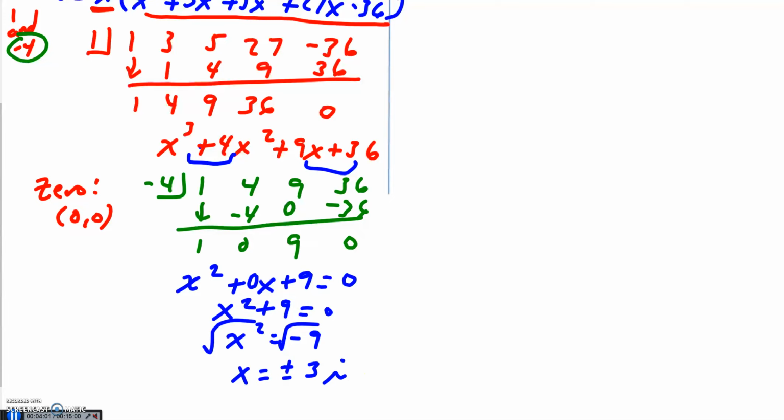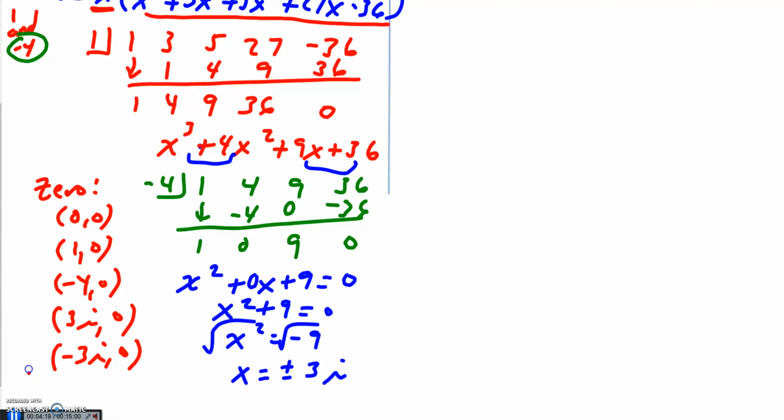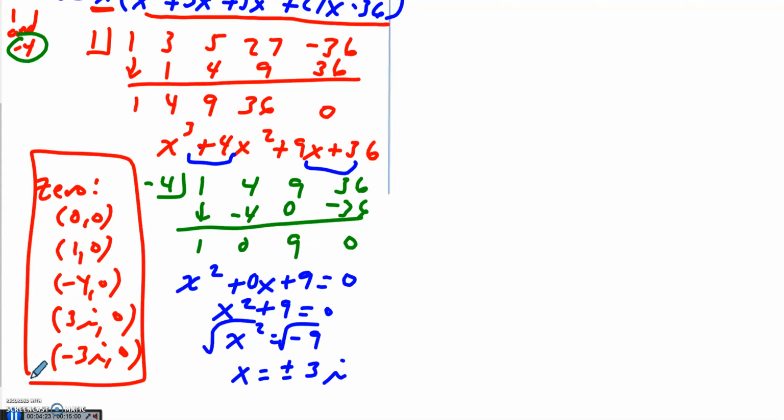So I did end up getting 5 zeros, 3 of them real, 0, 0, 1, 0, because remember this is a root, and -4, 0 is a root or a 0, but I also did get 2 imaginaries of 3i, 0, and -3i, 0. Quintic, or x to the 5th function originally, 5 roots.